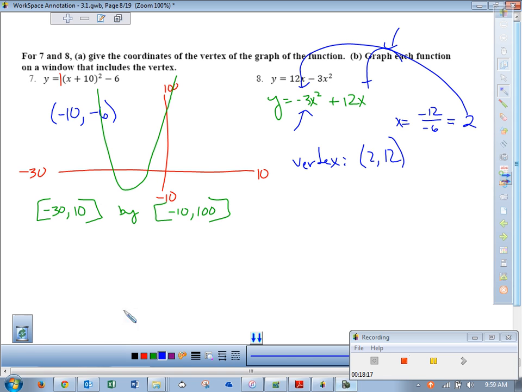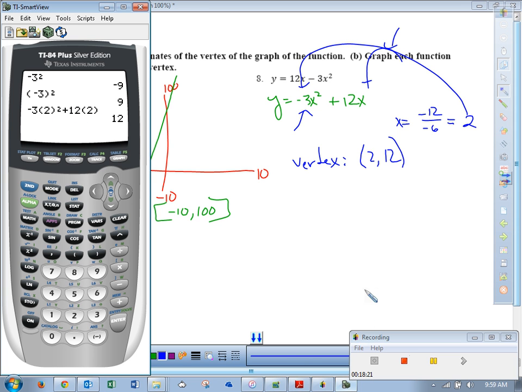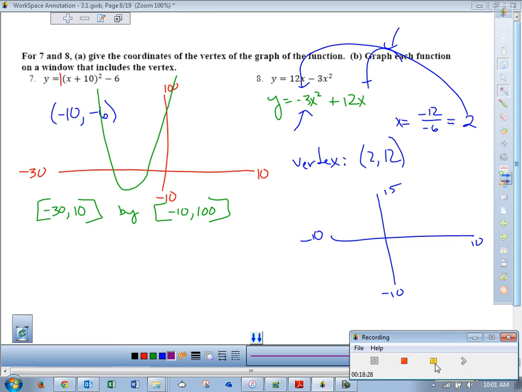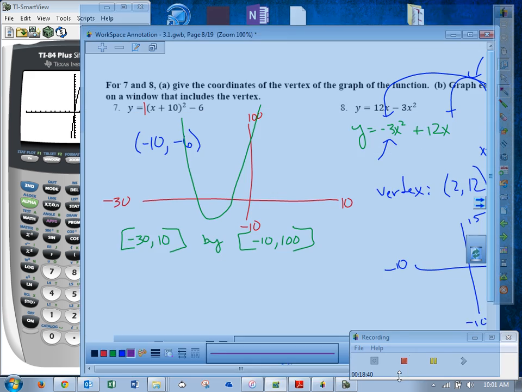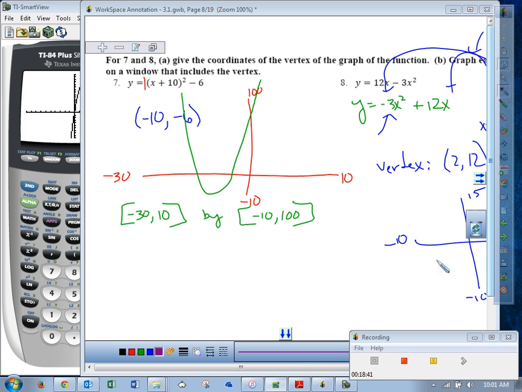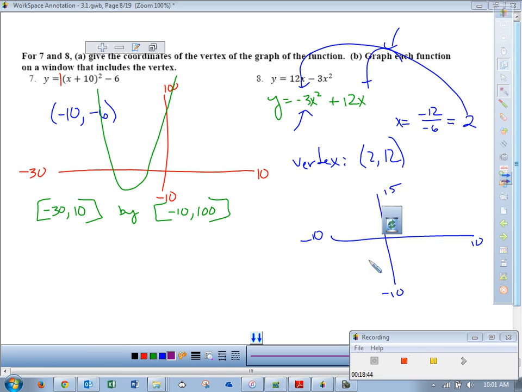So I'm going to go type him in, and you find me a nice window for it. Pause the video, give it a try, meet back with me once you found a good window. My window was from 15 at the y max, and then 10s all around on the other ones, and my sketch looked like this. Something like that. Nice?